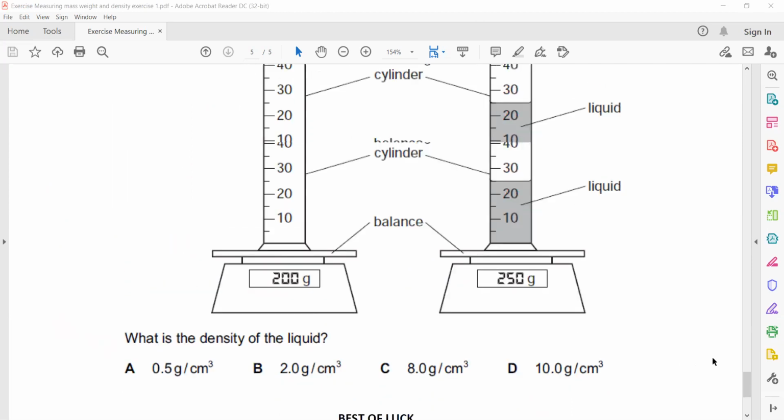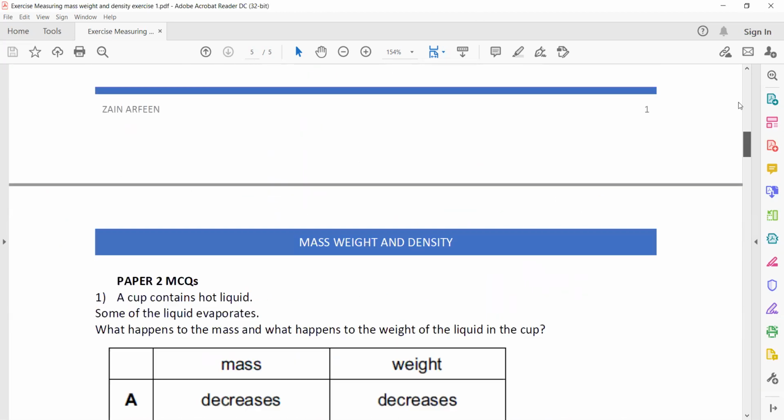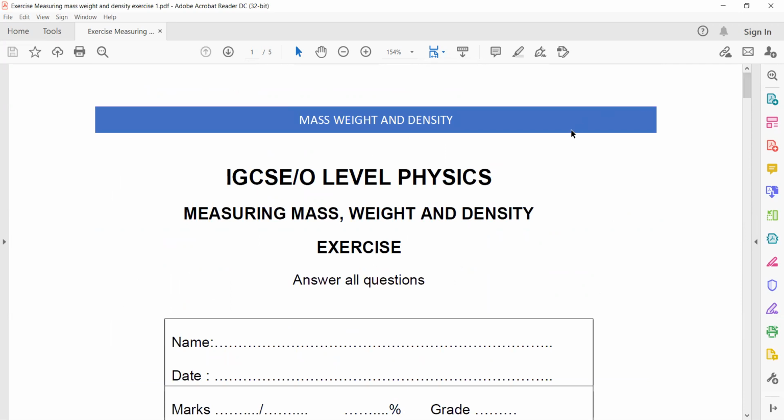So this was a weekly homework exercise related to measuring mass, weight and density.